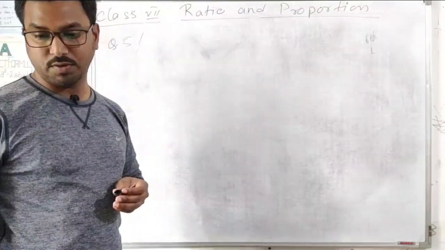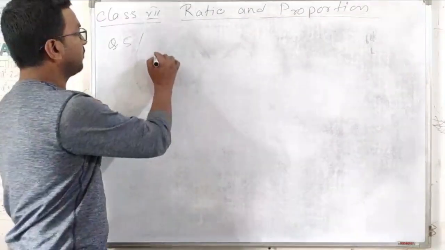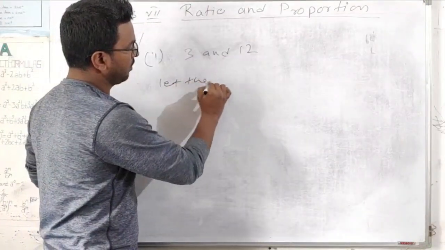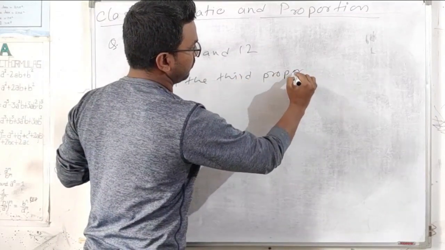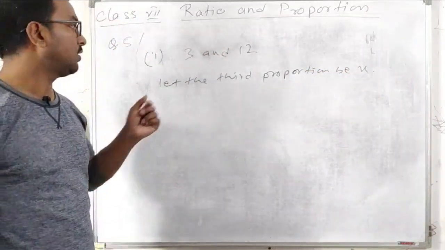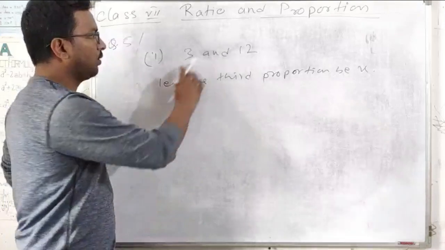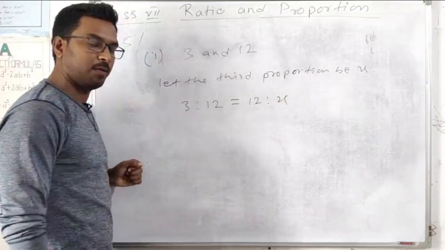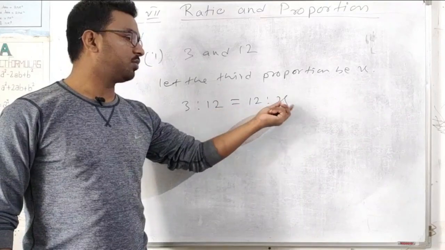So our next question is: find the third proportion of the following. Third proportion, and the values are given: 3 and 12. So right here, let the third proportion be x. So whenever two terms are given and it says to find the third proportion, what we'll do, we'll write in this form: 3 is to 12 equals 12 is to x. Okay, these two numbers are given, so 3 is to 12 and 12 is to x.